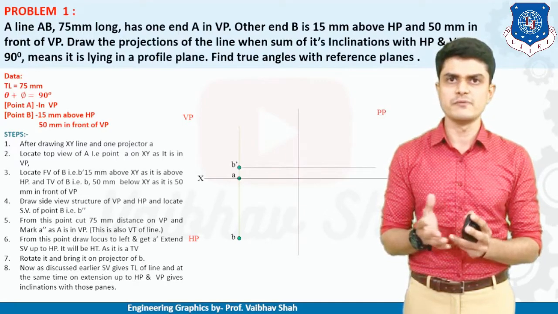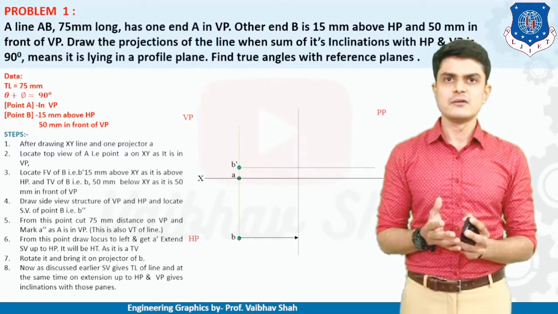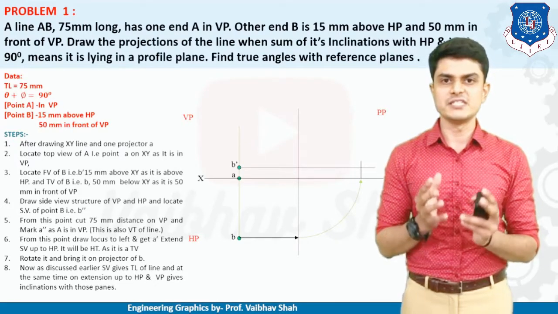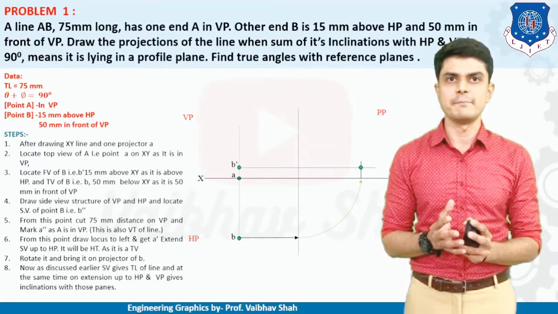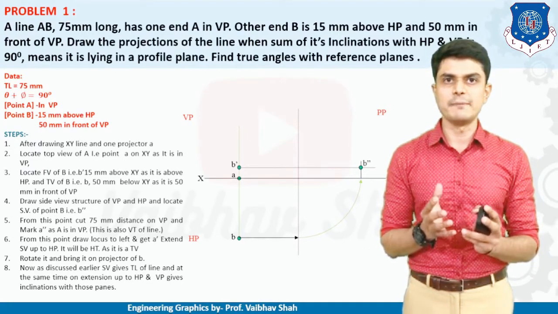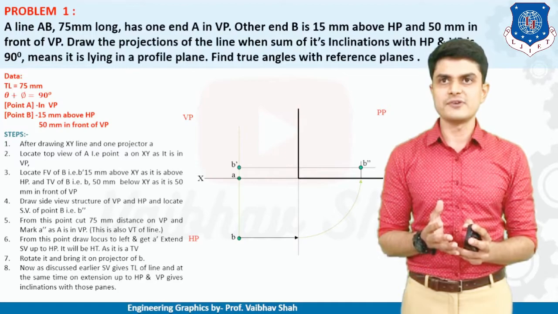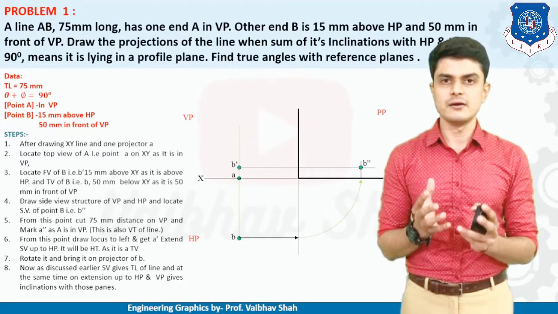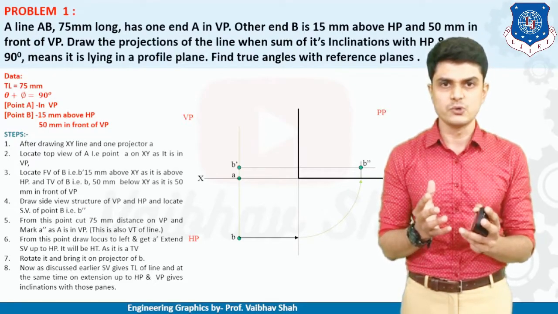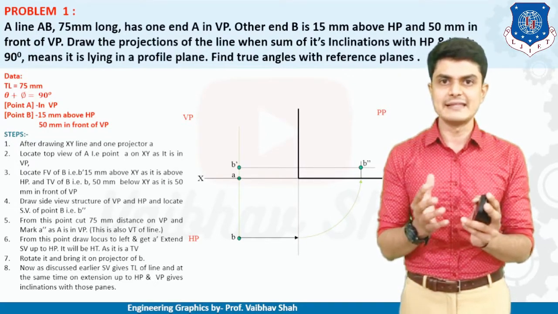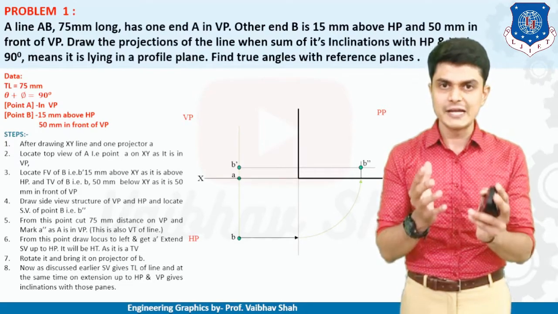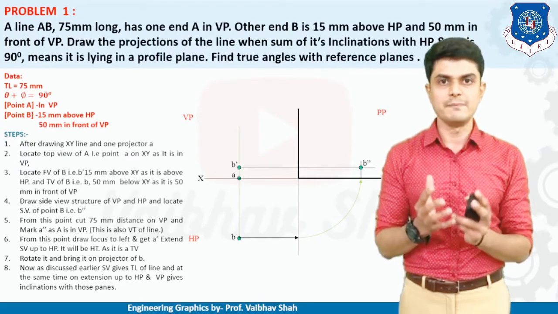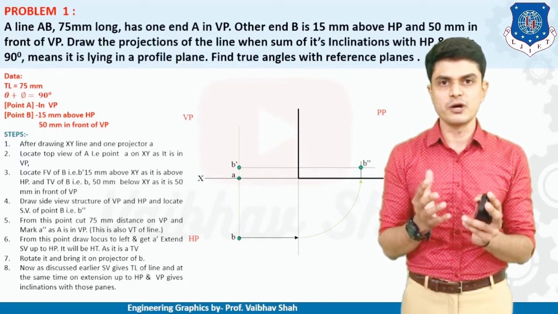Then we'll draw a horizontal line from this B, and we'll locate the position of the side view of point B, which is B double dash. So we have located this point B double dash. After getting this point, we'll draw one line of true length. So what is the true length? 75 mm. As we know, if theta plus phi is equal to 90 degrees, that means the line is parallel to the profile plane, and in that case, the true length of the line would be shown in the profile plane. So from B double dash, we need to plot 75 mm.